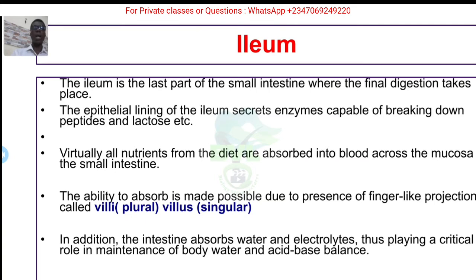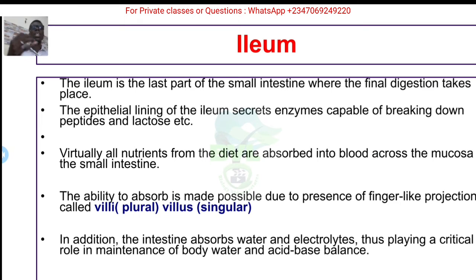Then the last part of the small intestine is the ileum. Now this part has a lot of information. Please, I want you to pay attention. This is the final place where the food will be digested. I didn't talk about the jejunum. It's not really necessary. Now, the ileum is the last part. That's the site of final digestion.